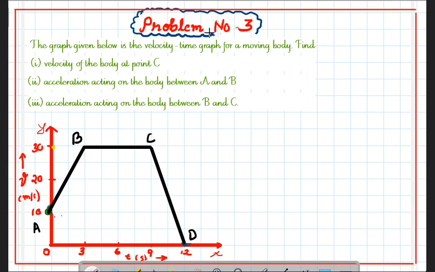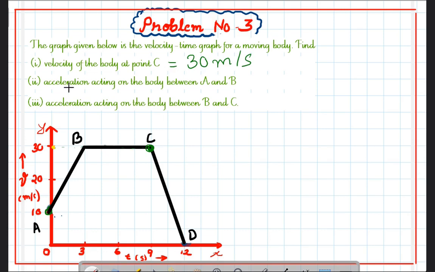Problem number 3. In problem number 3, the graph given below is the velocity time graph for a moving body. We are going to find the velocity of the body at point C. So let's see what is the velocity at point C. This is my point C and my velocity here, as you can see, is 30 meter per second. So the answer is 30 meter per second.